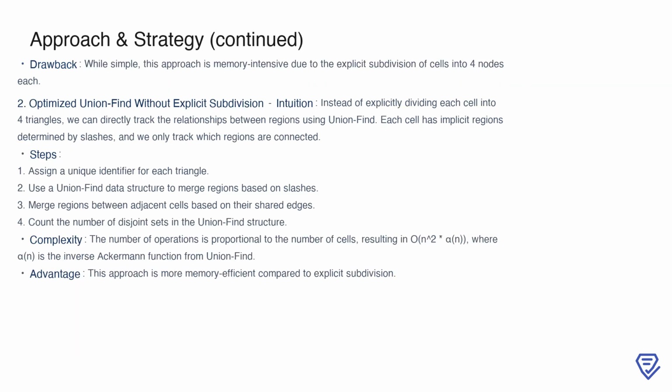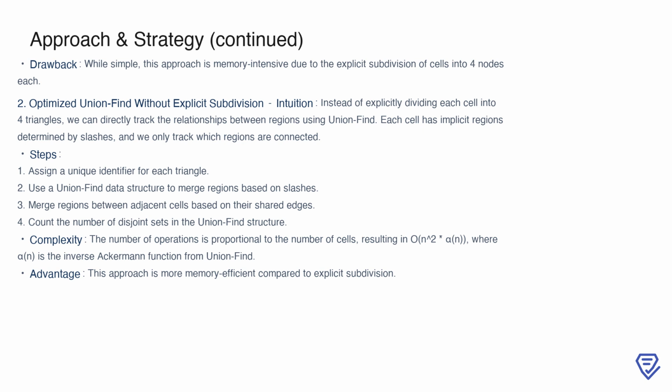One significant drawback of the brute force approach is its high memory usage, as it explicitly subdivides each cell into 4 nodes. To address this, we can use an optimized union-find approach that avoids creating these subdivisions. Instead of representing each triangle explicitly, we track their relationships implicitly.